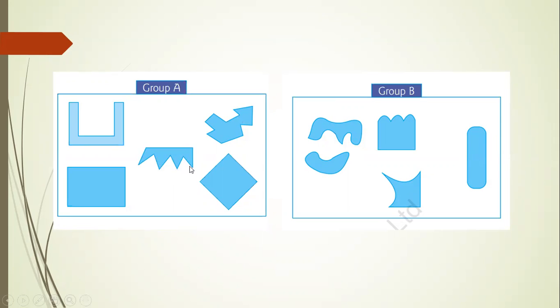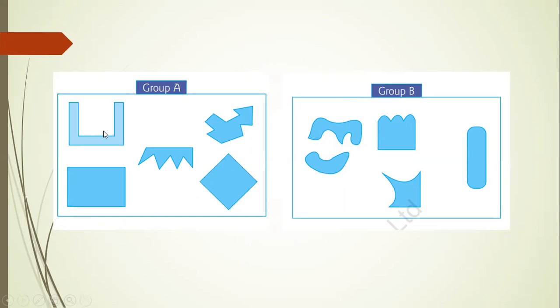That means I have started with one starting point and I have ended on that particular point only. So this is a closed figure. If I don't end up on the starting point, then it will be called an open figure. So all of the figures over here are closed figures. But what are the differences between them?